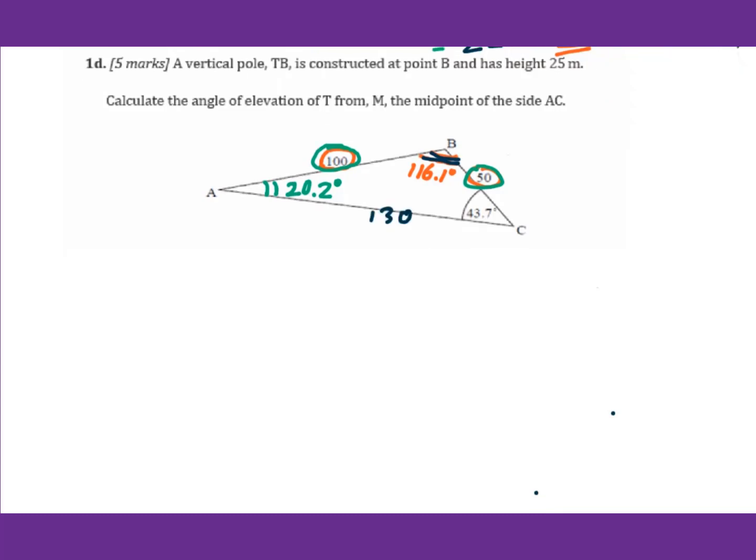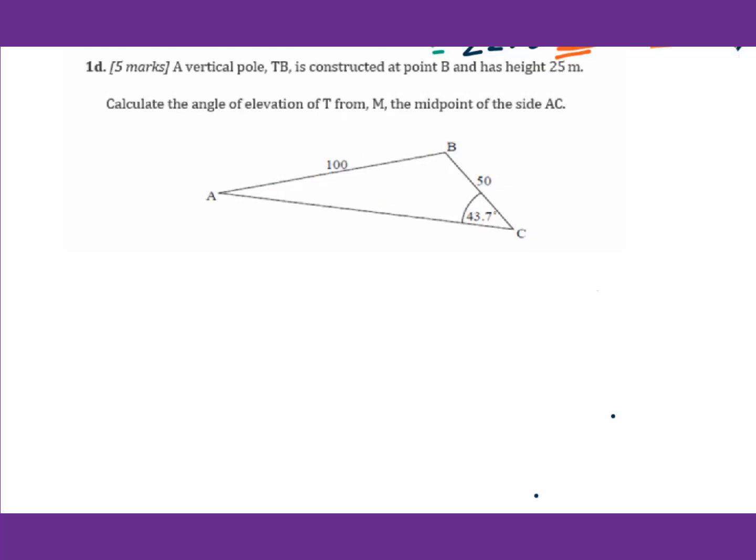For 1d, a vertical pole TB is constructed at point B and has a height of 25 meters. Calculate the angle of elevation of T from M, the midpoint of the side AC. First of all, we know that we have a pole passing through this B. We call this TB. And this M is the midpoint of AC. So find the midpoint over here. We label as M.